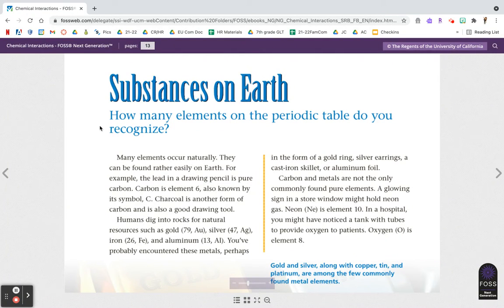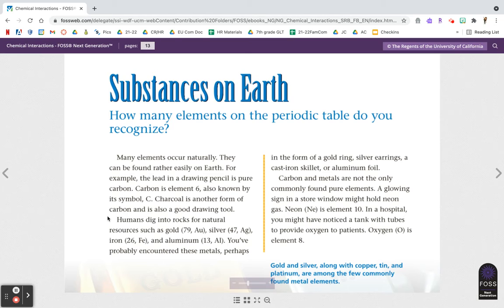Substances on Earth. How many elements on the periodic table do you recognize? Many elements occur naturally. They can be found rather easily on Earth. For example, the lead in a drawing pencil is pure carbon. Carbon is element 6, also known by its symbol C. Charcoal is another form of carbon and is also a good drawing tool.